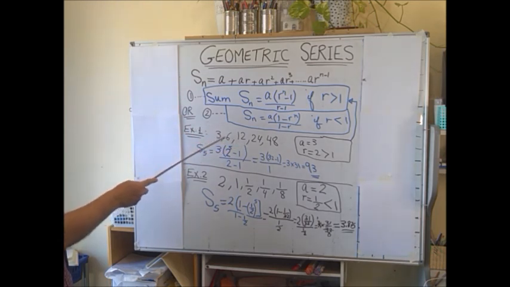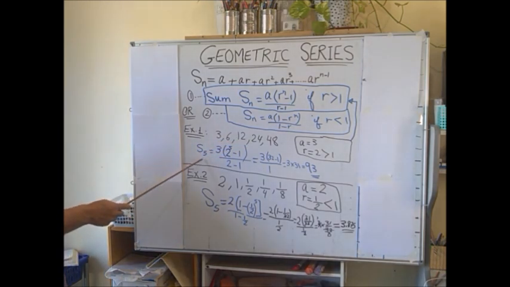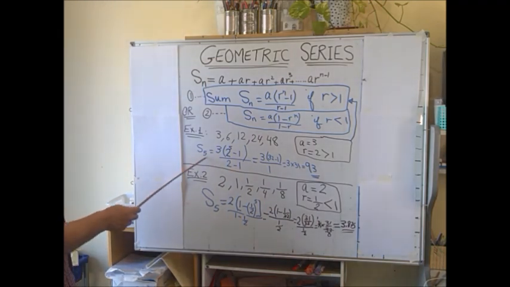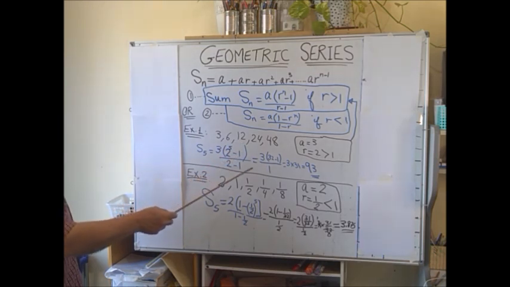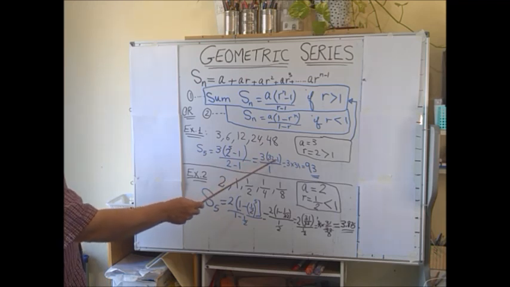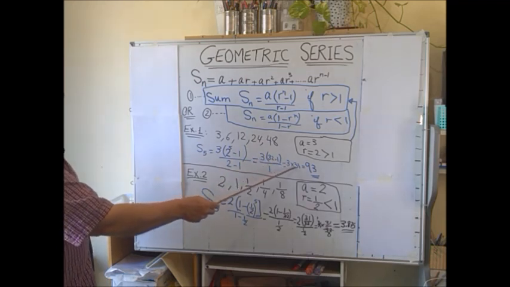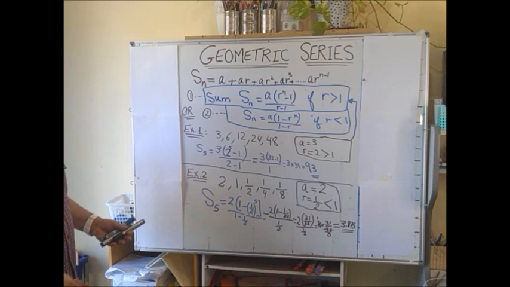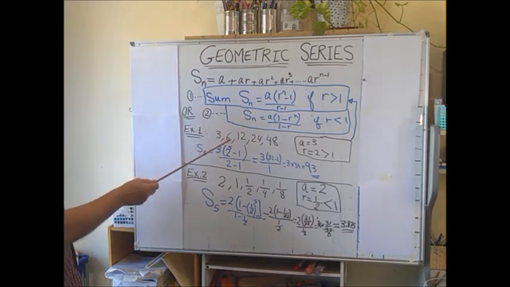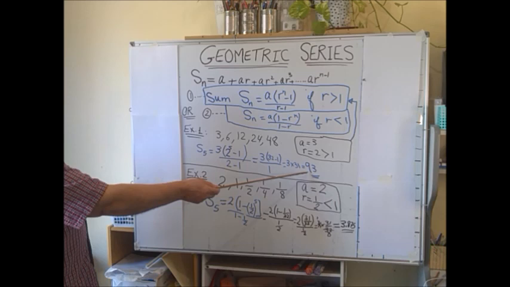So we have 5 terms: 1, 2, 3, 4, 5 terms. That's why we write S5, the sum of the first 5 terms. So a is 3, r is 2, so 2 to the power 5, minus 1, over 2 minus 1. The denominator is 1, 2 to the power 5 is 32, so we have 32 minus 1, multiplied by 3. 3 times 31 is 93. So that's the sum of the first 5 terms, but this is very easy to verify. If you add all these, that's what you're going to get.